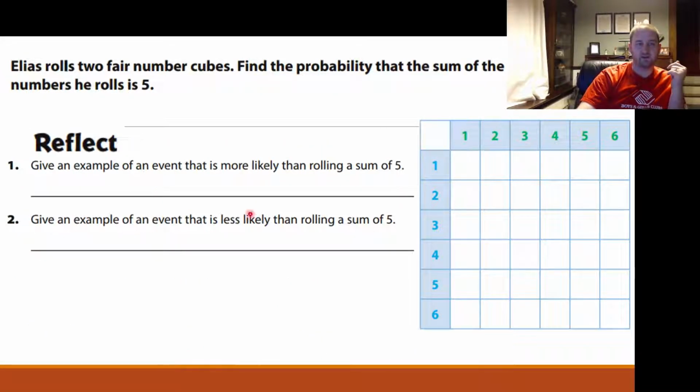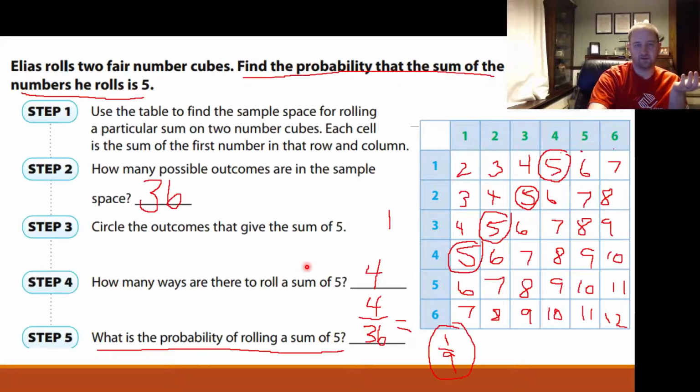Number 2, give an example of an event that is less likely than rolling a sum of 5. Well, that is anything that's less than 5, right? So here there's 4 5s, so 4, there's only 3 4s, there's only 2 3s, there's only 1 2. Over here we can see there's only 3 10s, 2 11s, and 1 12. Any of those numbers would work there.